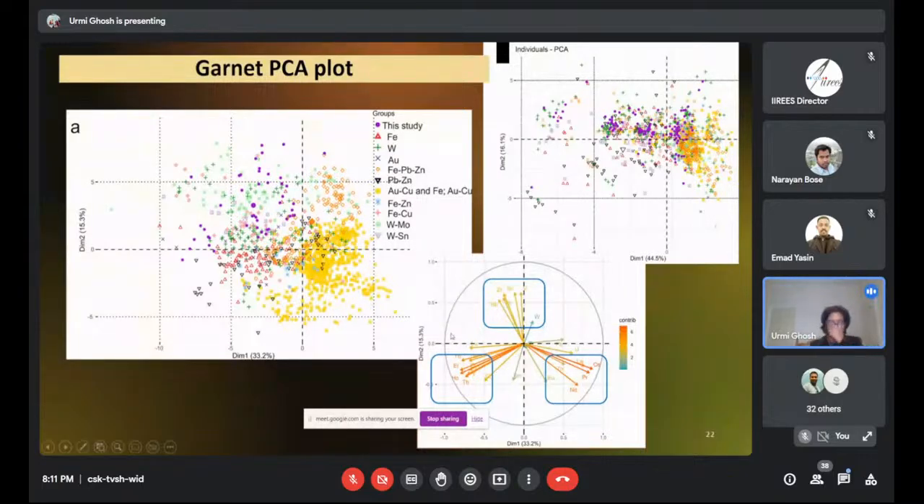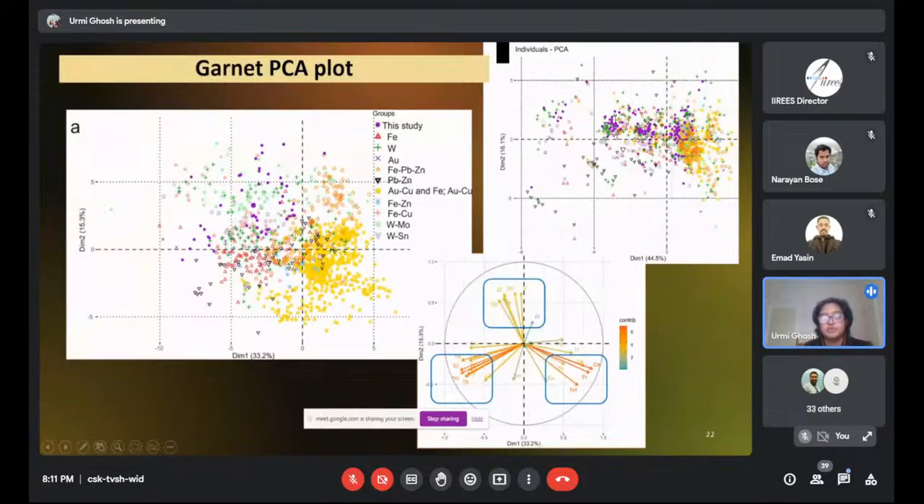So in this kind of plot, what we see is it does not classify very efficiently. In the case of major elements, the classification is almost not there. Most of the samples overlap with each other. There is no clear clustering. So major element composition might not be a very good indicator or a very good proxy.